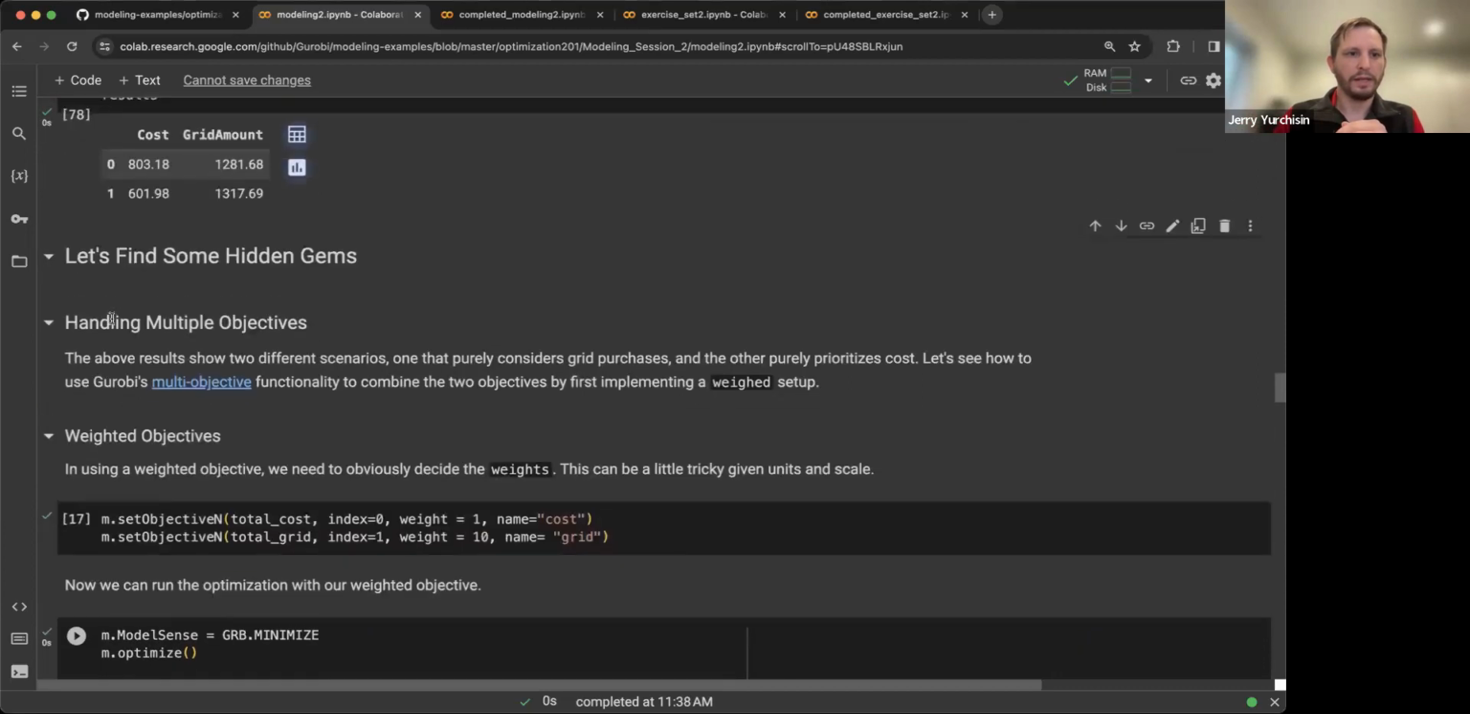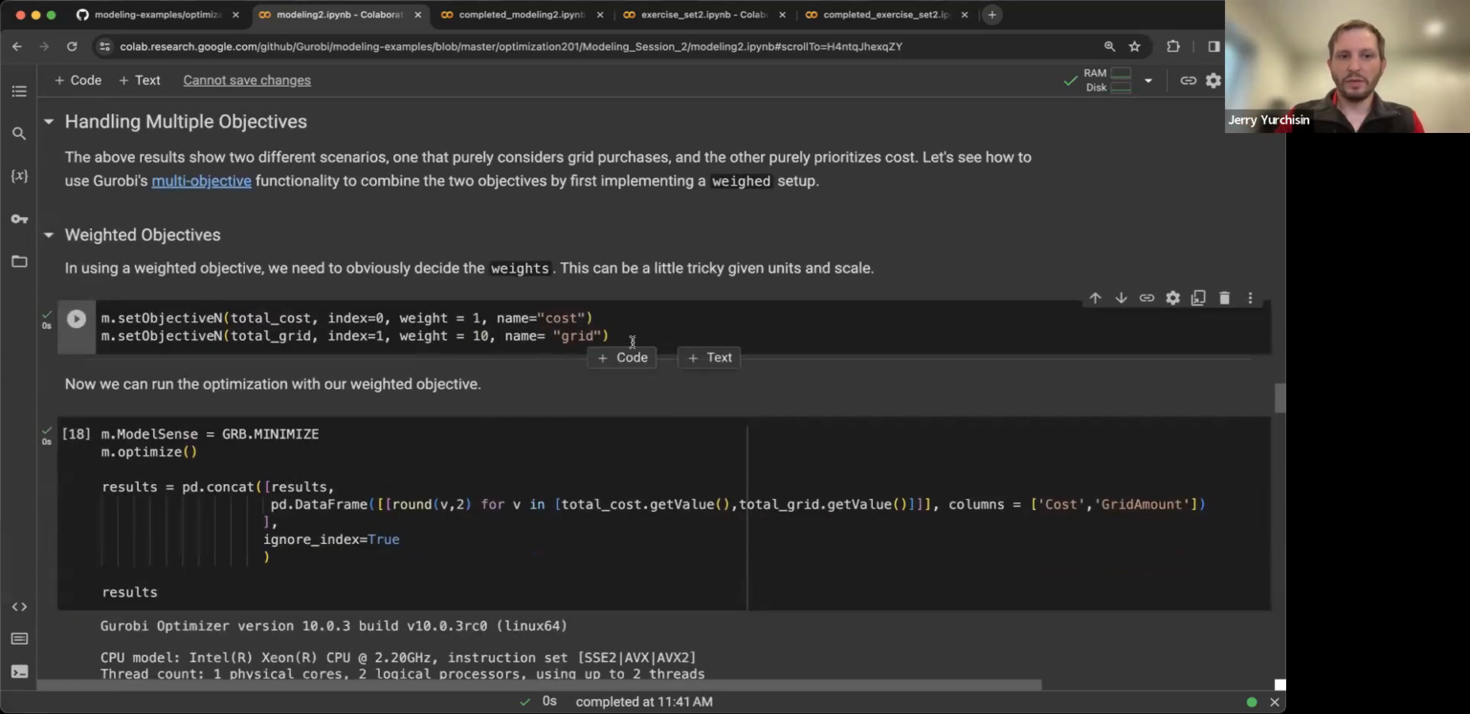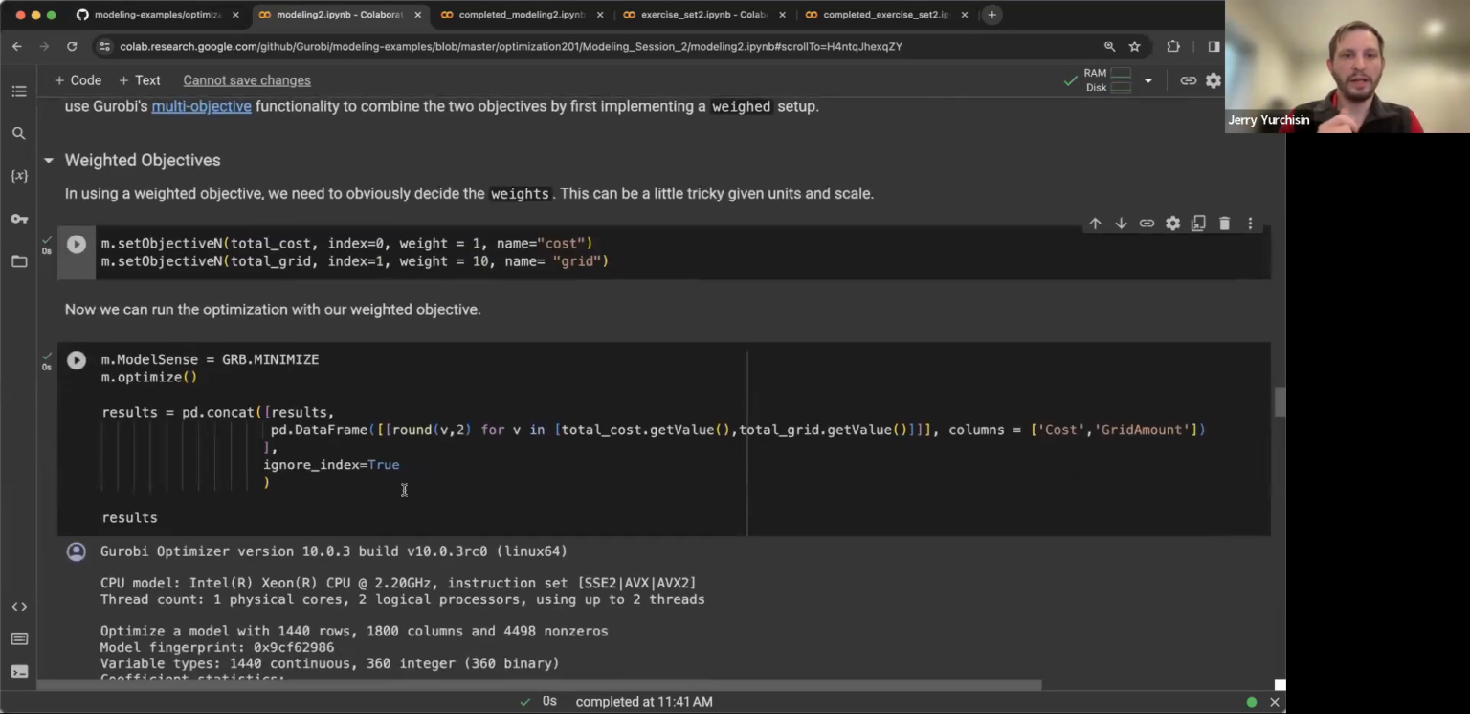So let's run this. And this is all it takes to add in the new objectives. And one thing that I want to talk about now is that all of the objectives need to have the same sense. So they all need to be minimizing or maximizing. So you just set the model sense for all of your objectives at once.